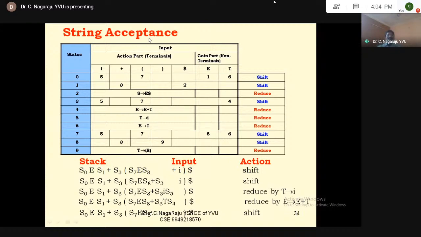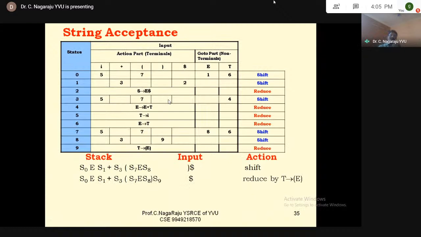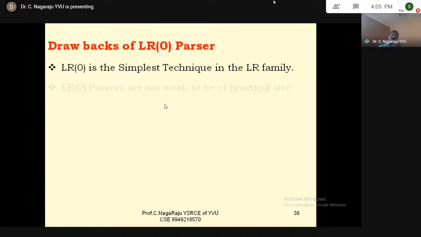For example, in the CLR parser, the only difference is that in this case there is a chance of getting shift-reduce conflicts, because the entire thing is reducing, so there may be chances of conflicts. So these are the LR parsers.